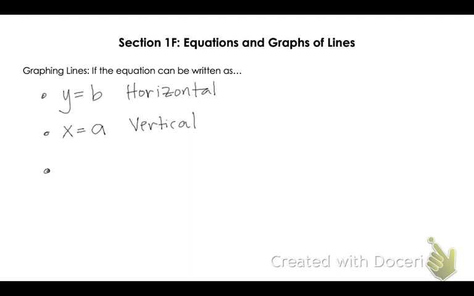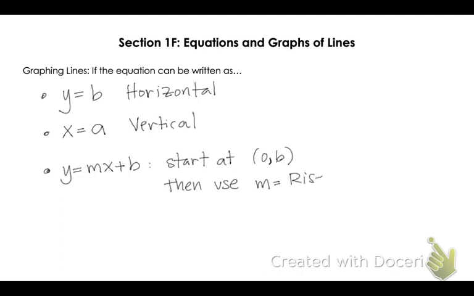Most lines are going to be y equals mx plus b lines, possibly after you rearrange them a little bit. So for these, you're going to start at the y-intercept. That's going to be your first point, 0, b, that y-intercept. And then use that slope, m, and think of it as rise over run. We need to think of m as a fraction, and we'll talk about how to do that.